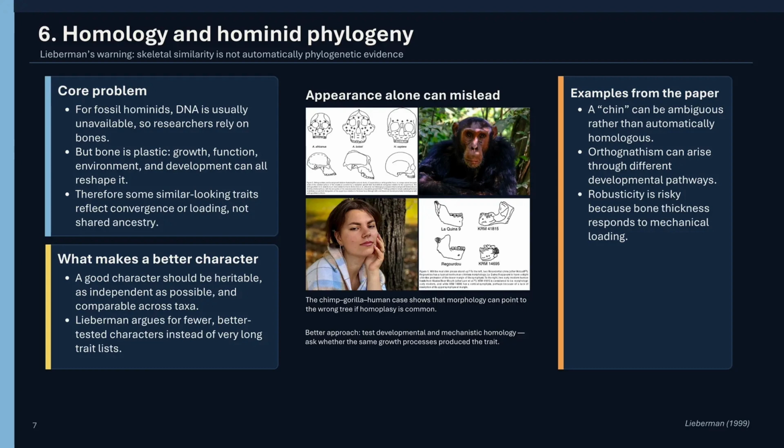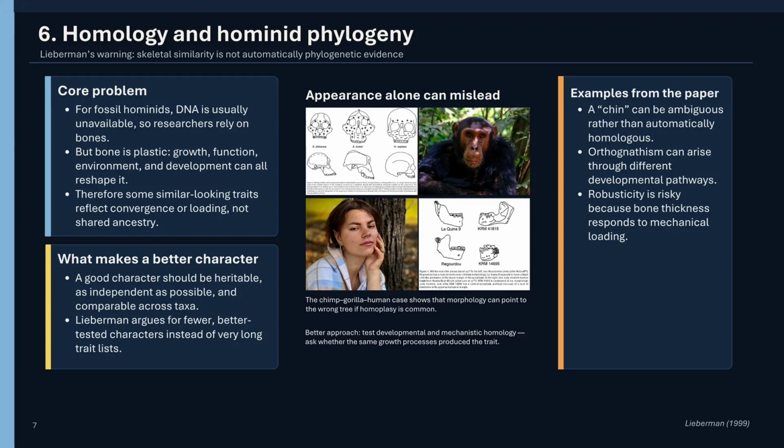Bones are plastic tissues. They change during life in response to growth, function, and environment. Skeletal traits often have limited heritability and are part of integrated functional systems, which makes it hard to divide them into neat, independent phylogenetic characters. Morphology may work better for higher taxonomic levels, but it becomes less reliable for closely related species, such as fossil hominids. Can morphological data be misleading?